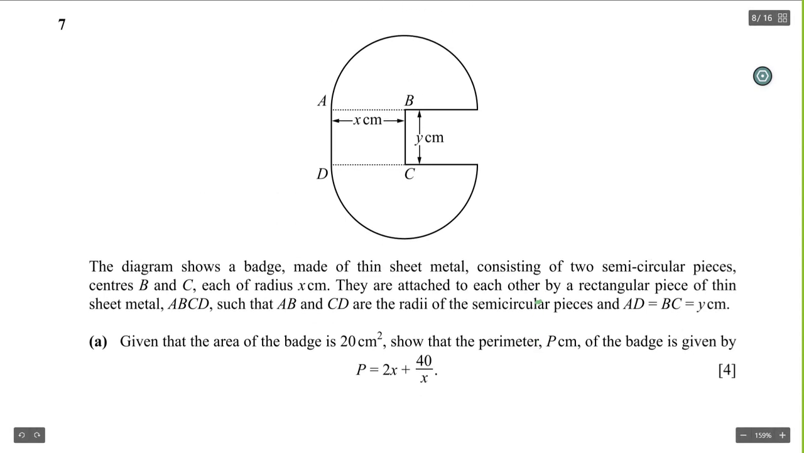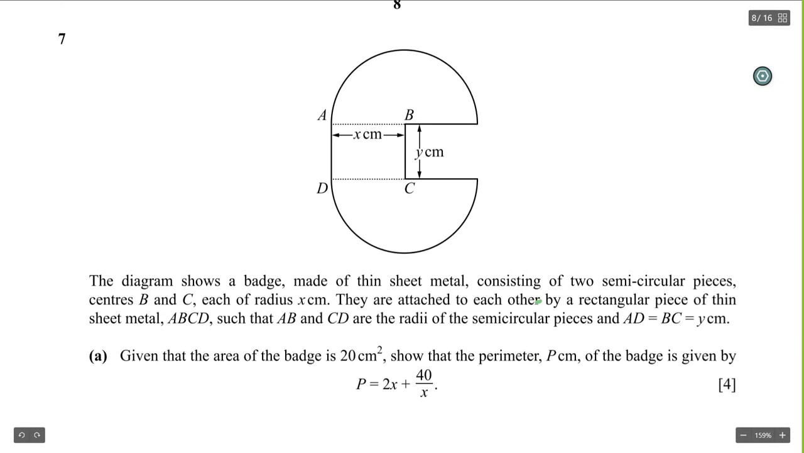Okay, question 7 here. It's a similar question. So you have the diagram showing a batch made of thin sheet metal, consisting of 2 semicircular pieces with centers B and C, each with radius x. They are attached to each other by the rectangular piece of thin sheet metal ABCD, such that AB and CD are the radii of the semicircular pieces, and AD, same with BC, equals y.